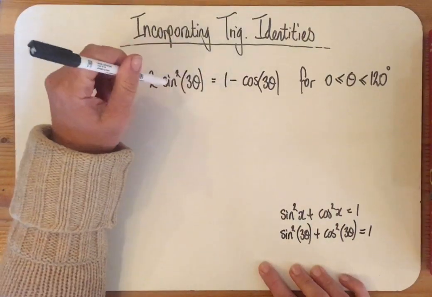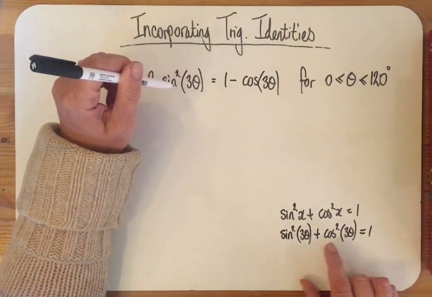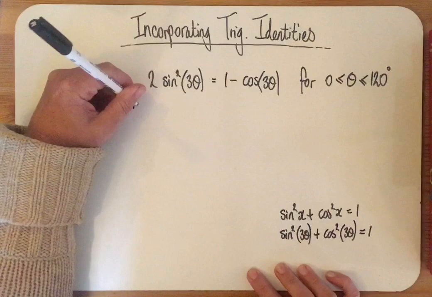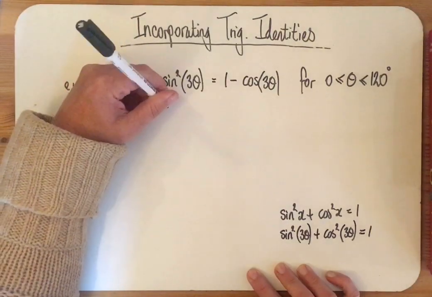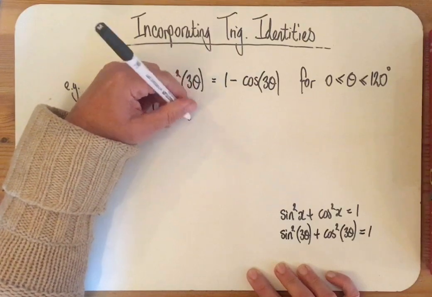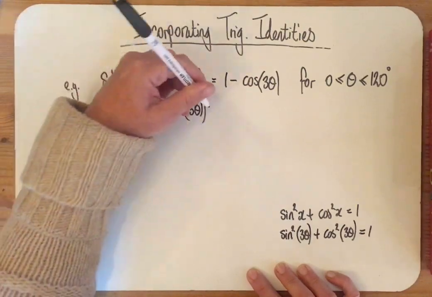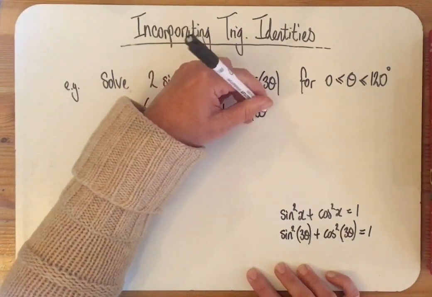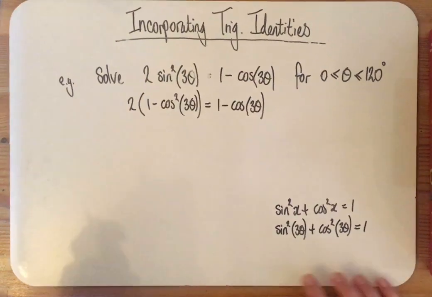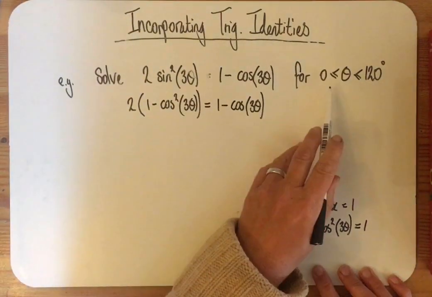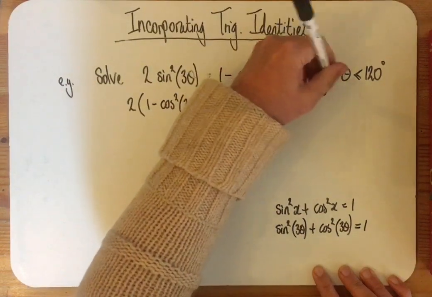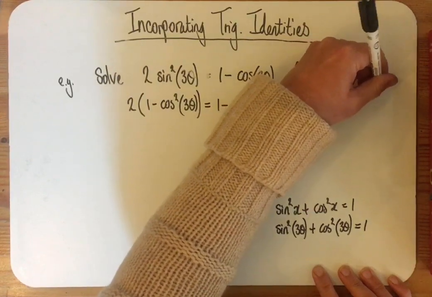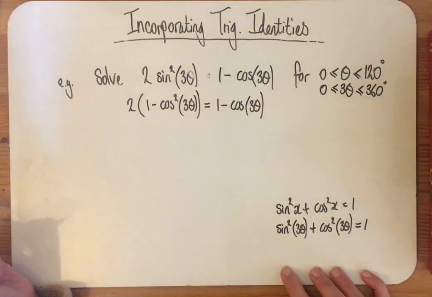So in order to solve this, I want to convert sine squared 3 theta into 1 minus cos squared 3 theta. And then the other thing I need to do is change my domain. So I'm looking for solutions between 0 and 120 for theta. So it's between 0 and 360 degrees for 3 theta.